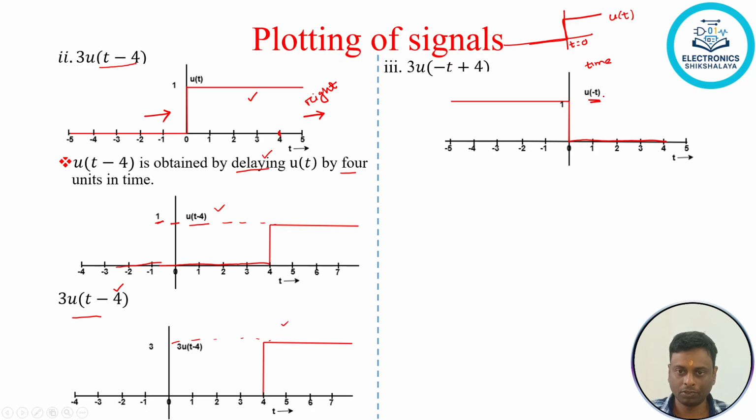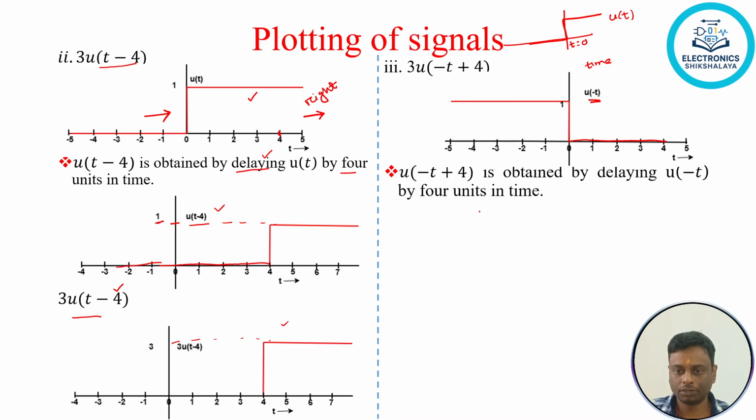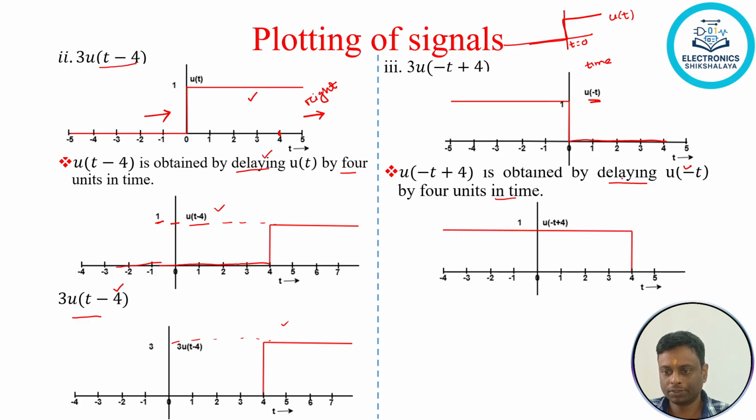Then how to plot u(-t+4)? u(-t+4) is obtained by delaying u(-t) by 4 units in time. So this is the delaying of u(-t) by 4 units of time. What we have done is that we have shifted the signal towards the right side by 4 units in time. So this is our u(-t+4).